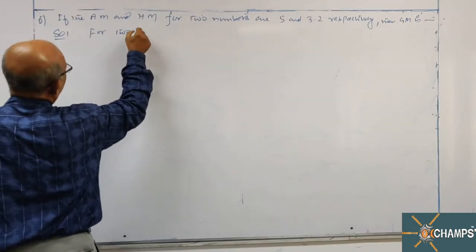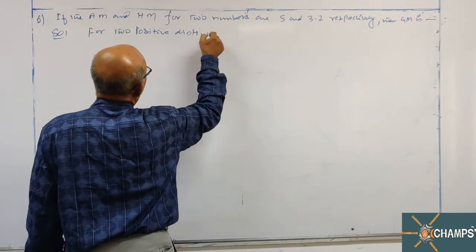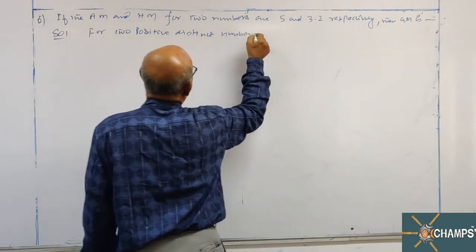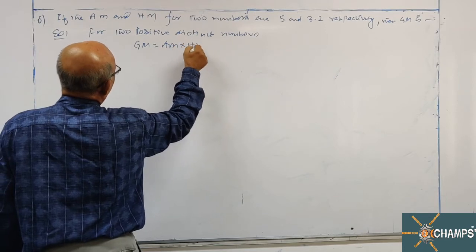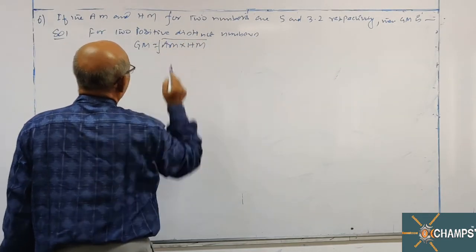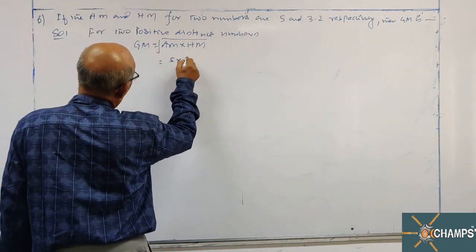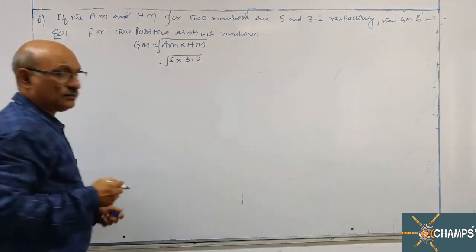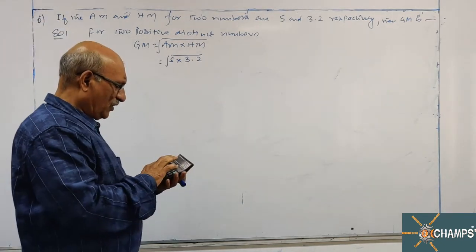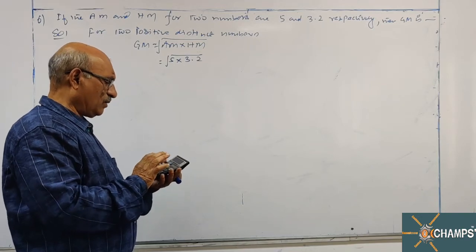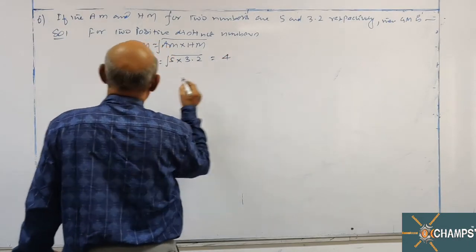For two positive distinct numbers, geometric mean is equal to the square root of AM into HM. So 5 into 3.2 under root. 5 into 3.2 is equal to 16, under root is equal to 4. 4 is the answer.